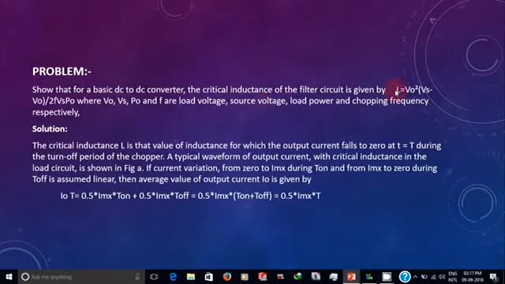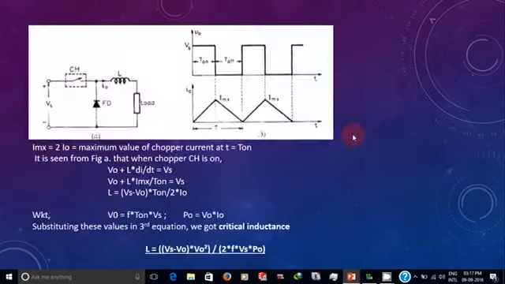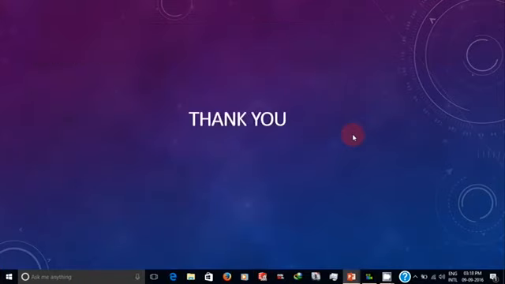This is a simple problem to find out a critical inductance. Critical inductance is nothing but when the output current falls to 0 at t is equal to T in the inductance, then it is called critical inductance. This is the formula, and thank you.